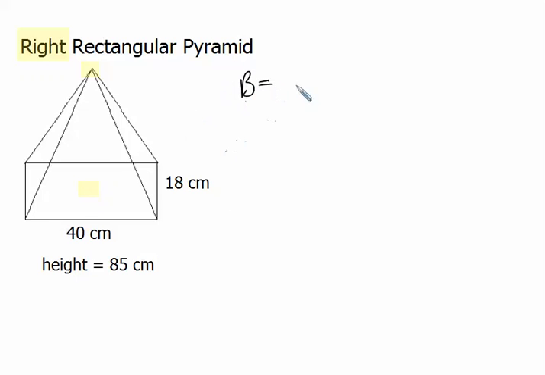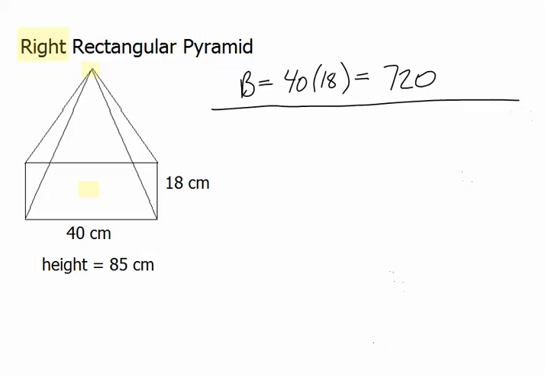First, let's find the base. Well, it's just a rectangle, so it's going to be 40 by 18. Type that on your calculator, work it out mentally. Either way, the base is 720 for its area. Now we've got the sides.